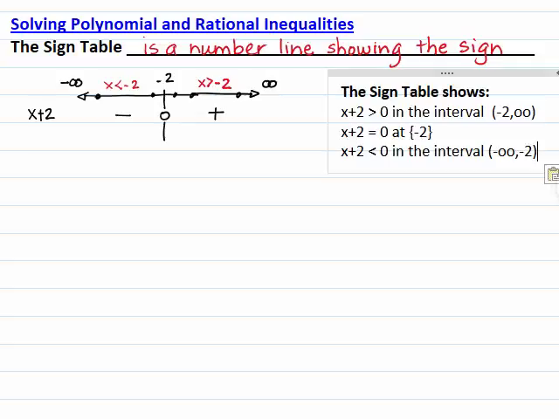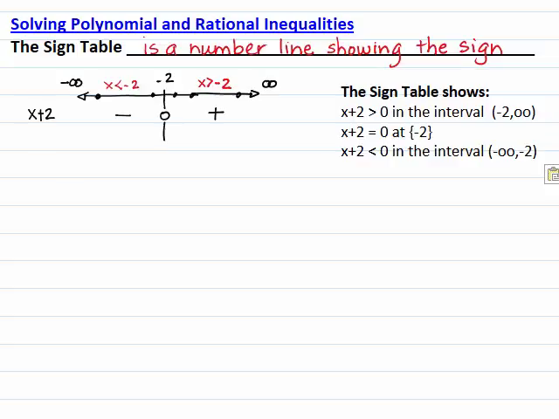The sign table shows that the expression x plus 2 is greater than 0 in the interval negative 2 to infinity. It is equal to 0 when x is equal to negative 2, and it is less than 0 in the interval negative infinity to negative 2.